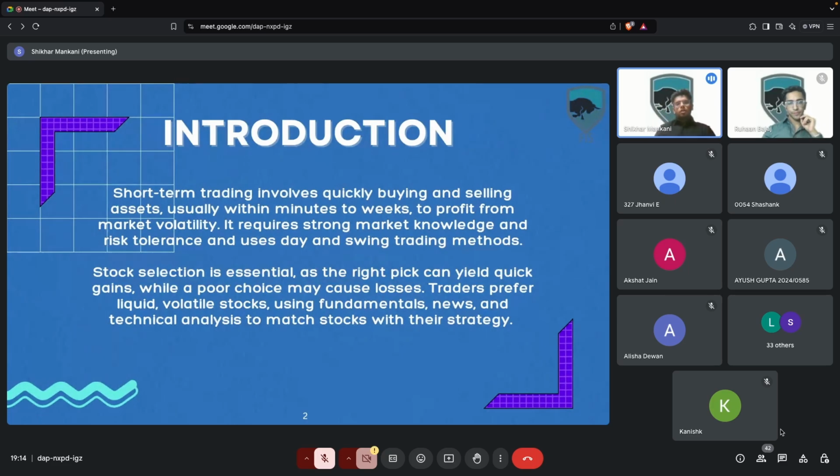Scalping is basically entering into a stock and exiting it as soon as it returns in your favor. So it involves quantity over quality. That is what scalping is. But we'll basically be studying about swing trading. That is the simplest and easiest form of short-term trading.